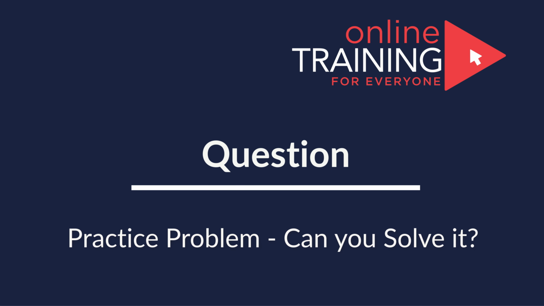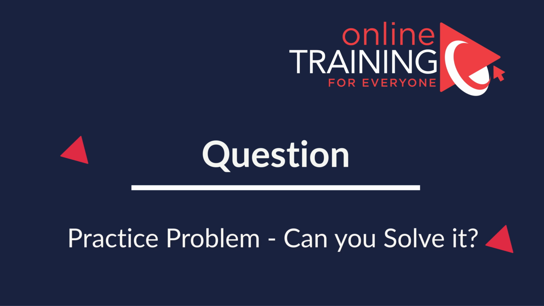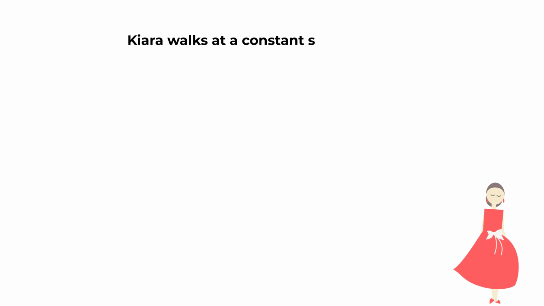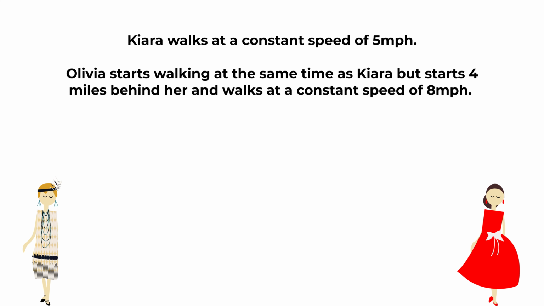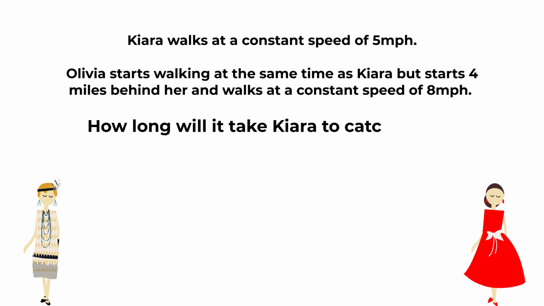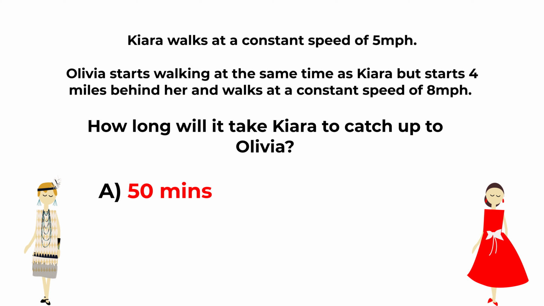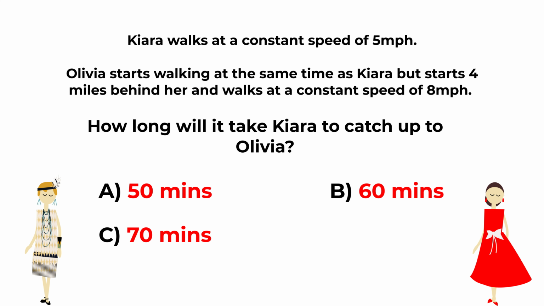Here's a practice question for you. Kiara walks at a constant speed of 5 miles per hour. Olivia starts walking at the same time as Kiara, but starts 4 miles behind her and walks at a constant speed of 8 miles per hour. How long will it take Kiara to catch up with Olivia? And you have 4 different choices. Choice A, 50 minutes. Choice B, 60 minutes. Choice C, 70 minutes. And then choice D, 18 minutes.